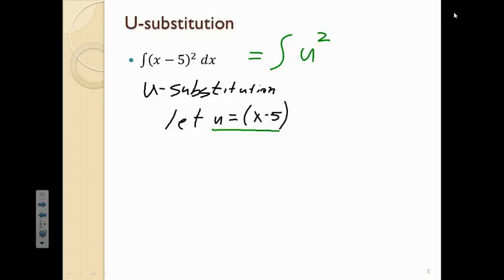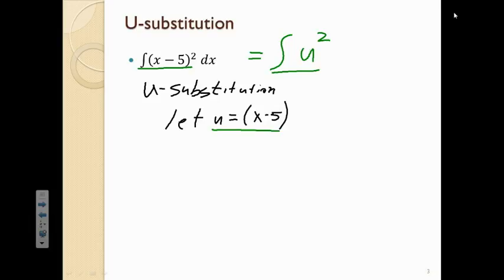On the top here in the green, I'm going to be putting what the function is equal to in terms of u. If we define u to be x minus 5, then the first part we're going to substitute here is the integral of (x minus 5) squared. We're going to substitute in with that the integral of u squared.